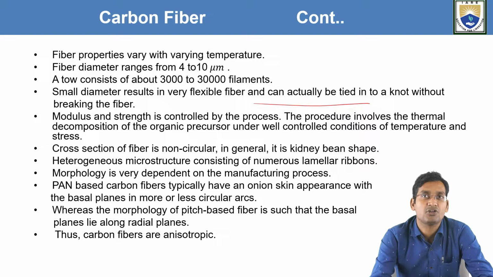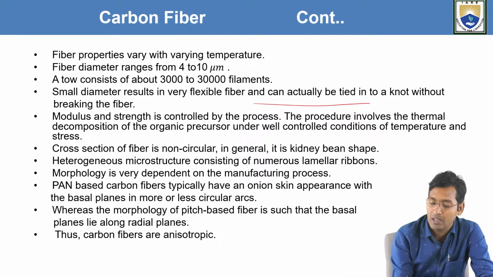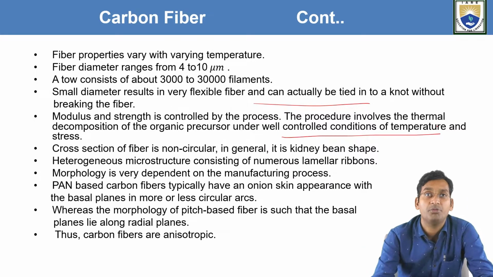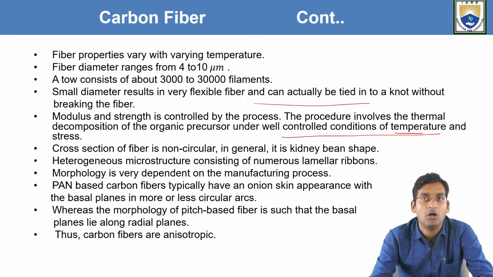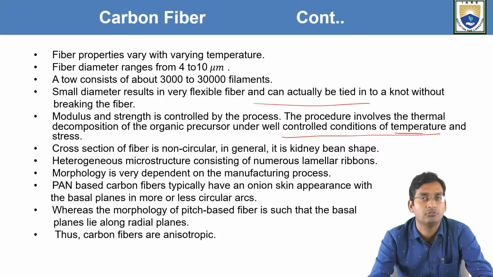Modulus and strength are controlled by the process. Whatever modulus and strength is required can be controlled by the process. The procedure involves the thermal decomposition of the organic precursor under well-controlled conditions of temperature and stress. Depending on which type of fiber is required, we have to allow only up to that much temperature. That should be controlled, and how much stress is applied. With that only you can get that type of carbon fiber.